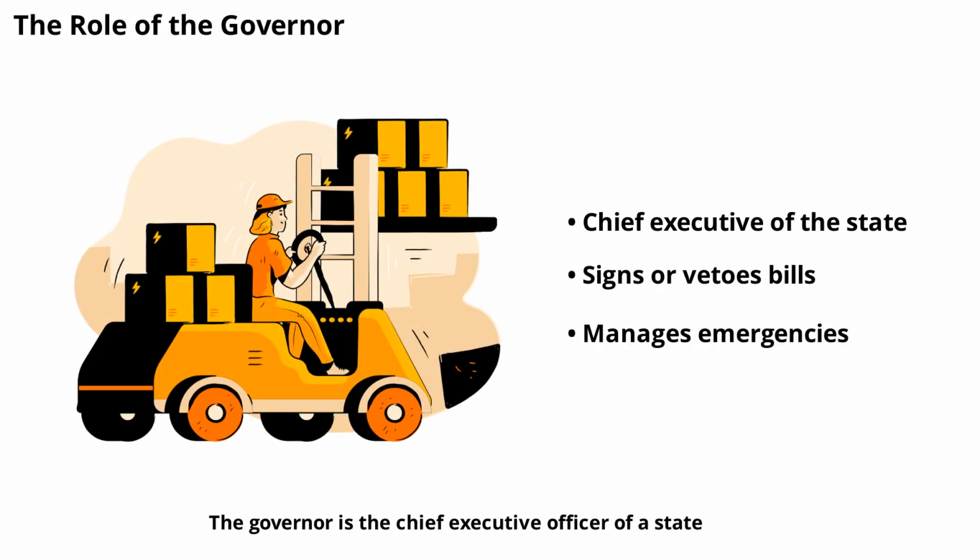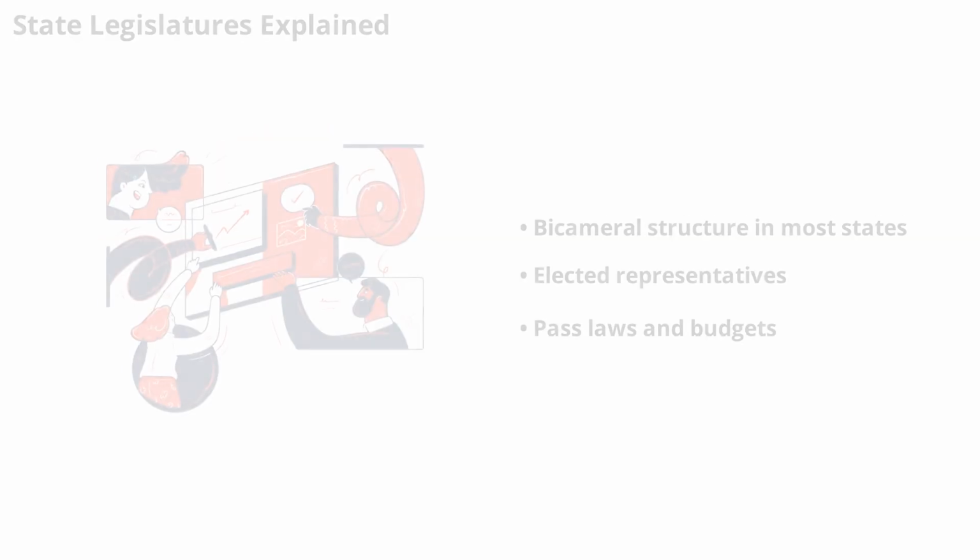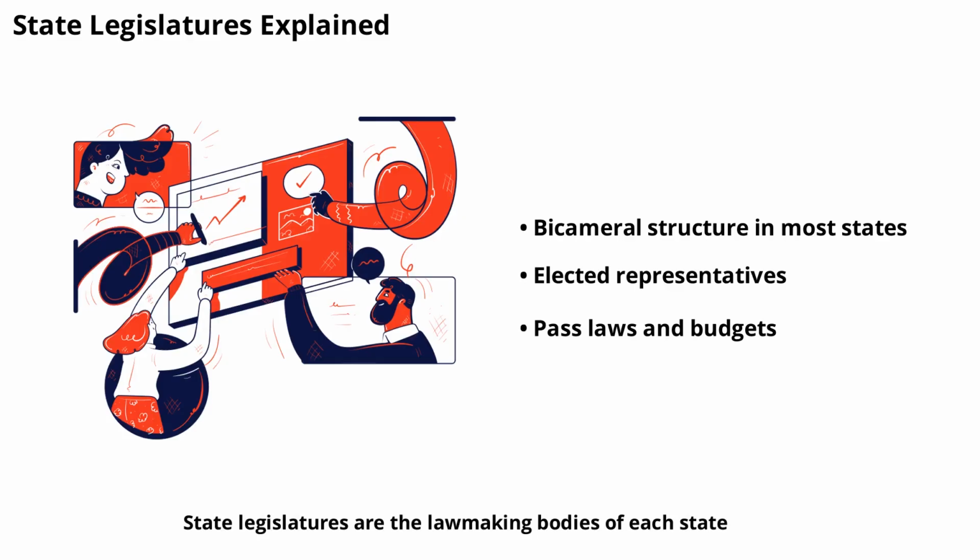The governor is the chief executive officer of a state, responsible for implementing state laws and overseeing the operation of the state executive branch. Governors have the power to sign bills into law, veto legislation, and appoint officials to key positions. They also play a vital role in managing emergencies, such as natural disasters or public health crises. Through leadership and decision-making, governors help set the tone for state policy and ensure that government services run smoothly for all residents.